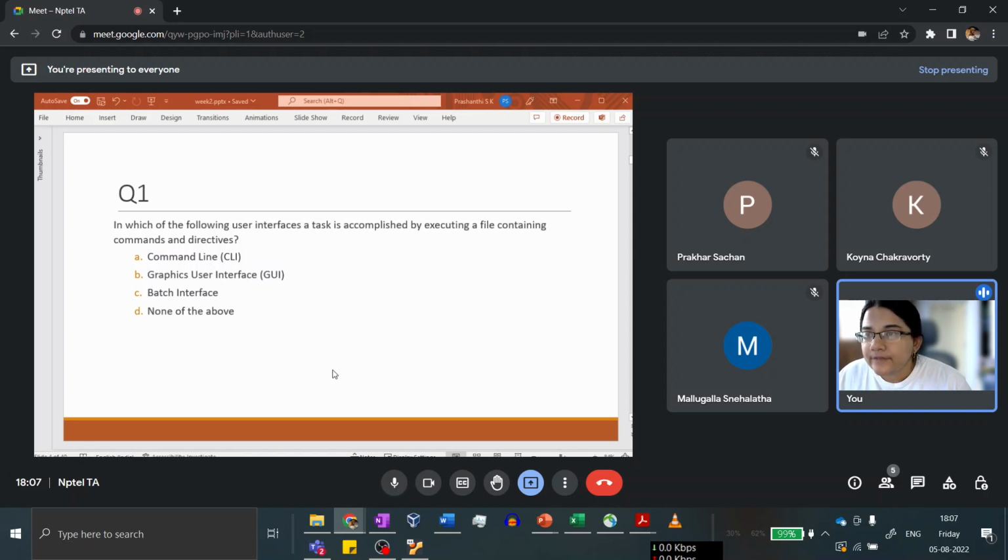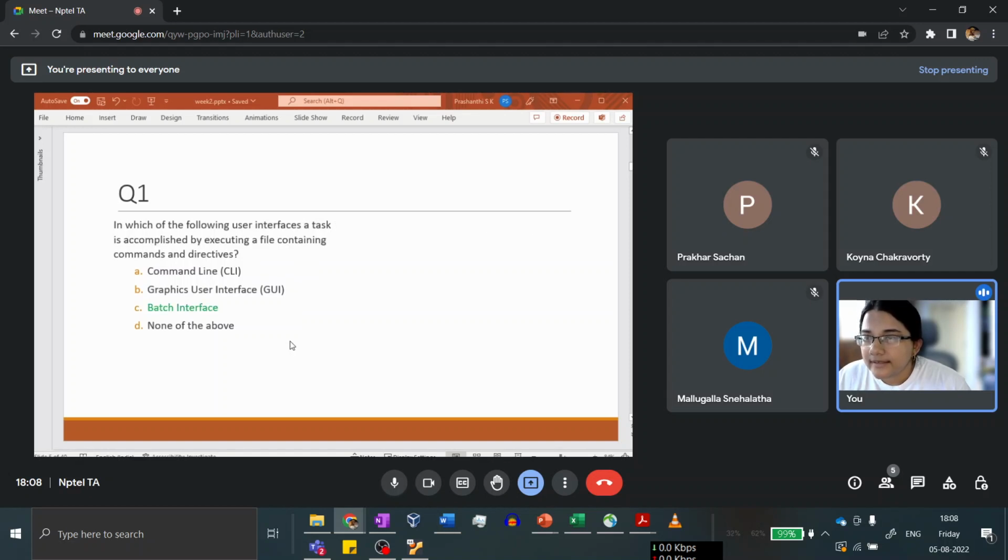So the first question is, in which of the following user interfaces is a task accomplished by executing a file containing commands and directives? Your options are command line, CLI, or graphics user interface, GUI, batch interface, none of the above. So I'll wait a few seconds to see if you guys have any answers. Please post them on chat. What do you think is the answer to this one? No answers? Okay, let's look at the answer and see if you have any doubts on that.